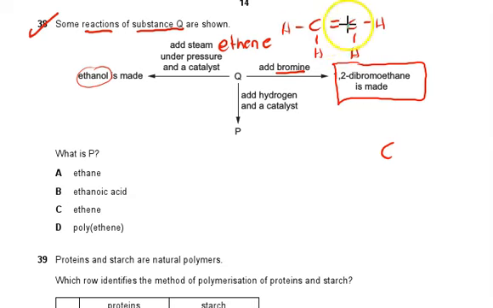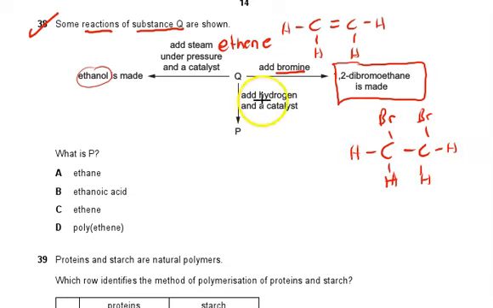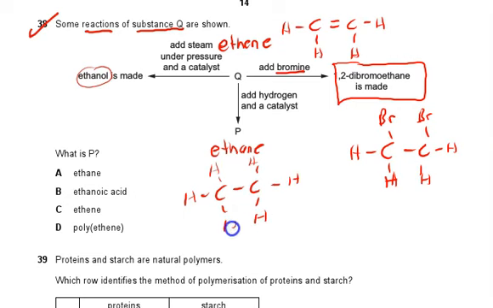When this double bond is broken, you will have bromine and bromine. So here is hydrogen. And add hydrogen and a catalyst. If you add hydrogen, this will become a hydrogenation process, and here you have an ethane, which means this. So everything is a hydrogen here. And what is P? So P here will be ethane, A.